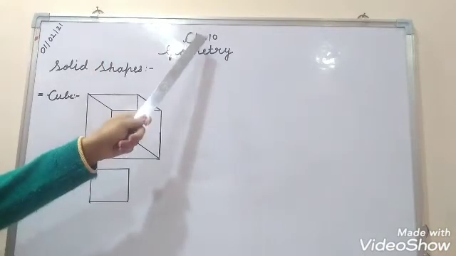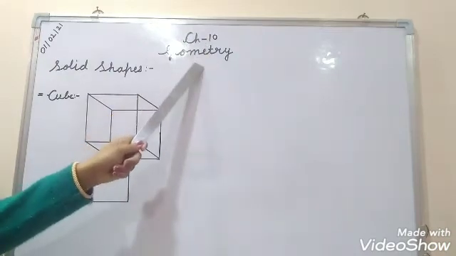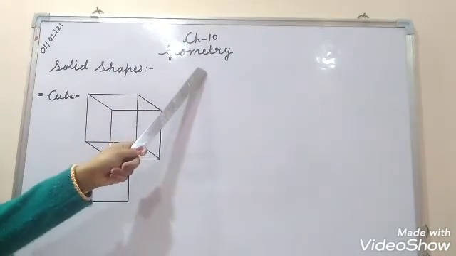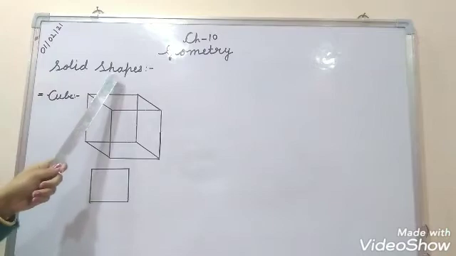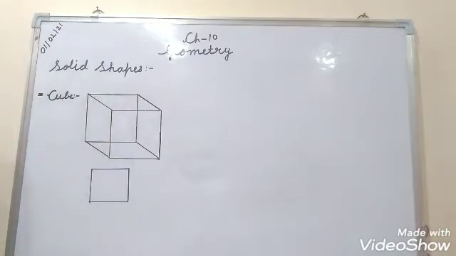Today we will go through new chapter number 10, geometry. Children, this is your last chapter in maths. In this chapter we will learn about solid shapes. In class first you have learnt about plane shapes, for example, a square, rectangle, triangle, circle, etc. Now in this class we will learn about solid shapes.